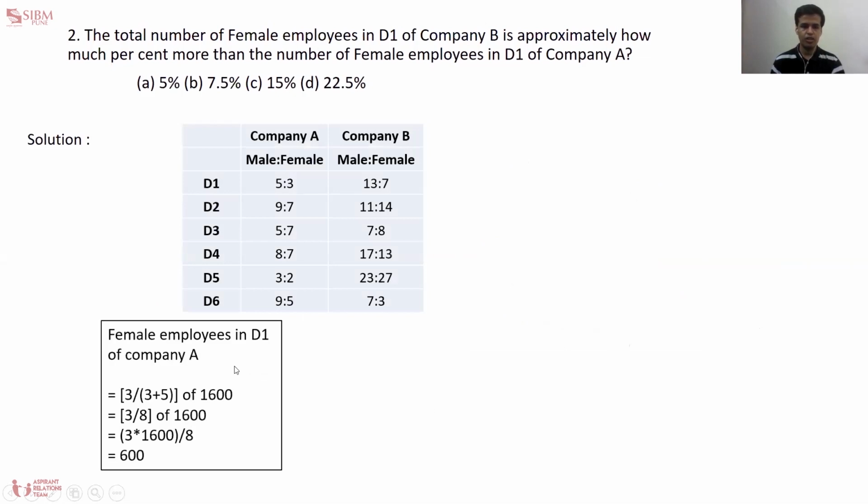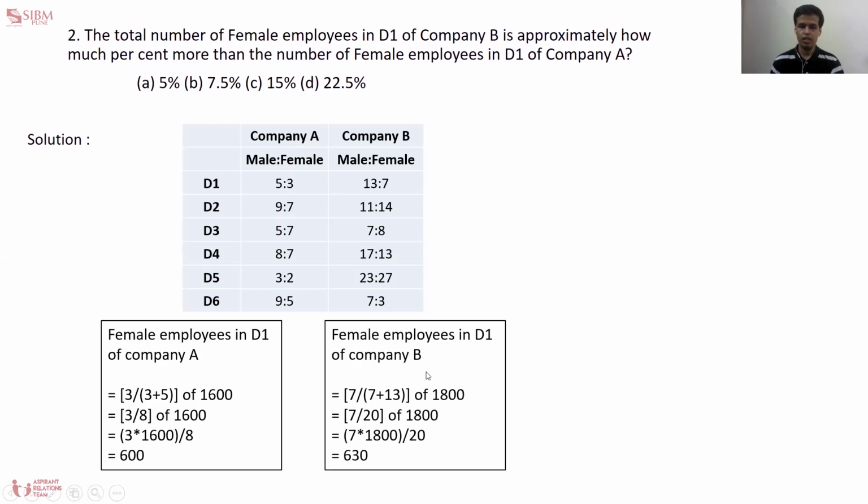Moving on to the next part of the question, female employees in D1 of company A can be calculated by checking the ratio, which is 3:5 for female is to male, and the number of female employees in D1 thus becomes 3 divided by 3 plus 5 of 1,600, 1,600 being the previous value calculated of the total number of employees in D1 department of company A. So the value comes out to be 600. Following a similar method for female employees in D1 of company B, we get the total number to be 630, where the ratio of female is to male employees is 7:13.